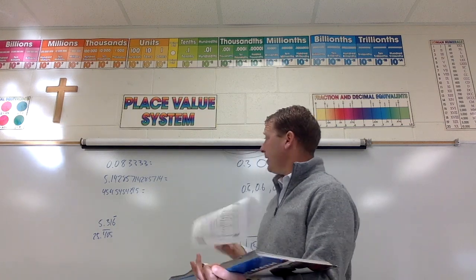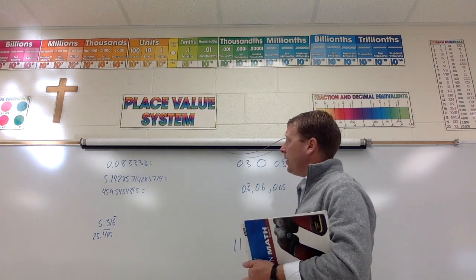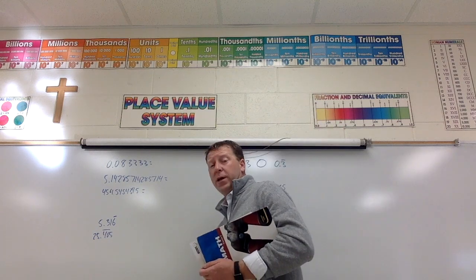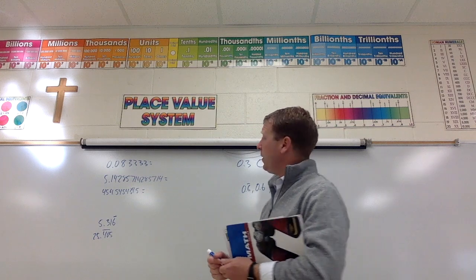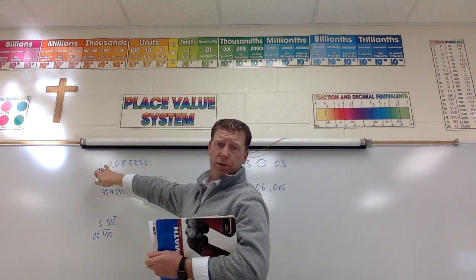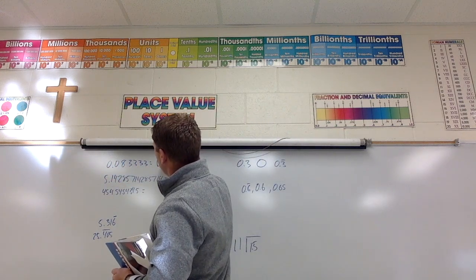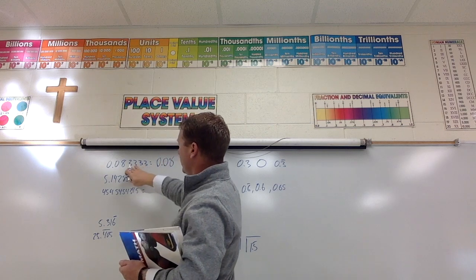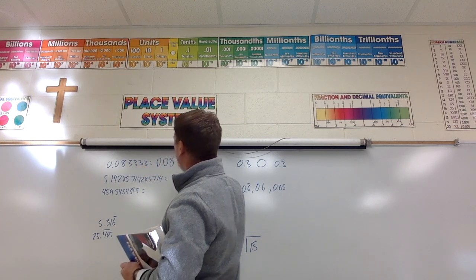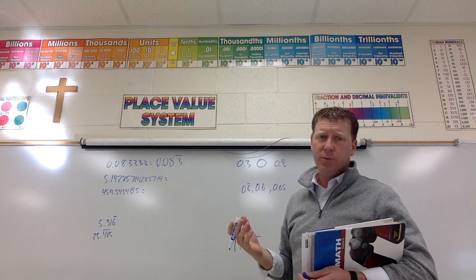Awesome. So guys, I got the first one written on the board. It's 0.083333... Okay, the 3 is repeating. So everything before the 3 stays the same. So I write 0.08, then I write what's repeating, the 3, and I put a bar over it. And that's what we're doing today.